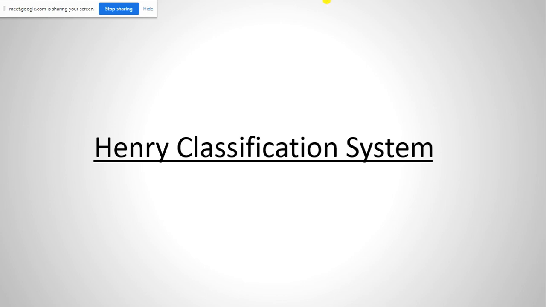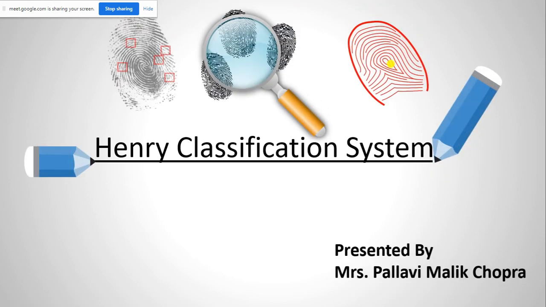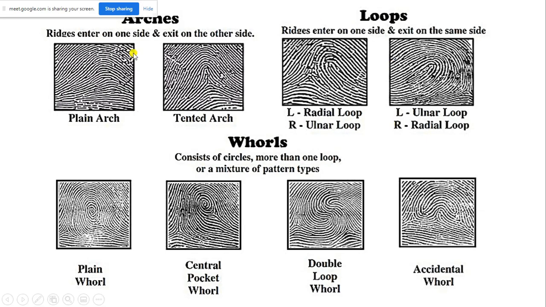So what are we dealing with here? We are dealing with something called patterns, or the pattern areas that are there. We have arches, tented arches, loops which can be radial or ulnar, the direction of which differs for both the hands. The direction of the ulnar loop in the left hand will become the direction of the radial loop in the right hand, and vice versa.